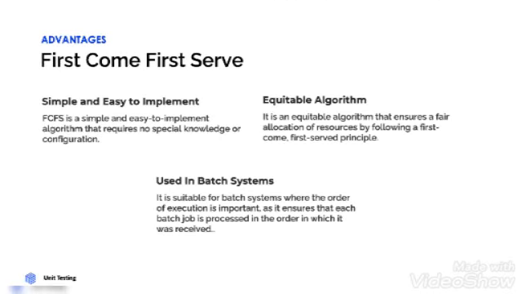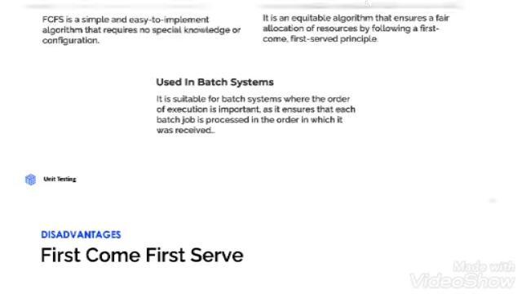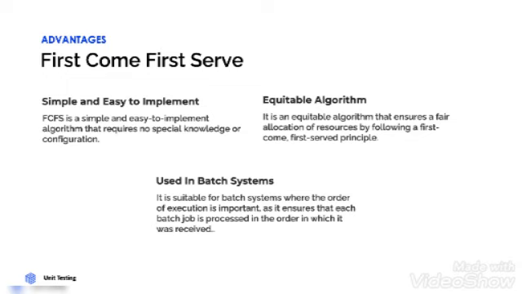This is very simple. Now, we're going to discuss the advantages of first come first serve. The first is that it is very easy to implement, as it is simply just a queue data structure. The next is it is an equitable algorithm, meaning that it ensures fair allocation of resources. And the third is that it is used in batch systems, like I discussed, where there are multiple jobs and the CPU performs each job sequentially.